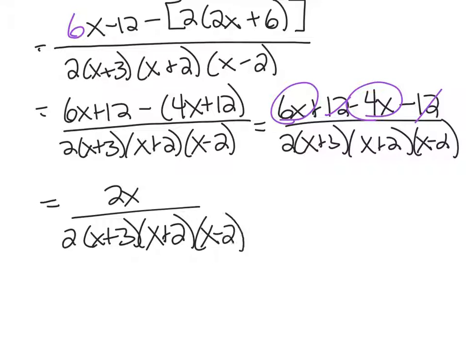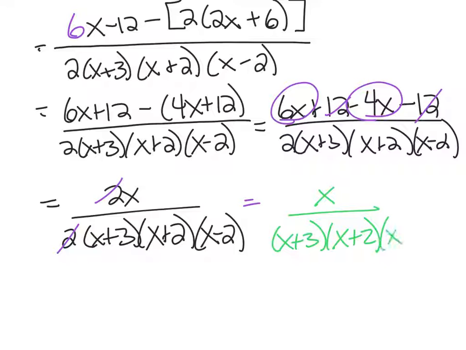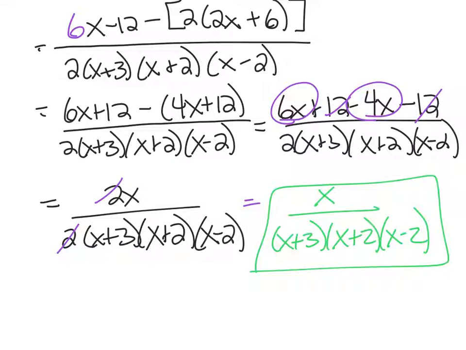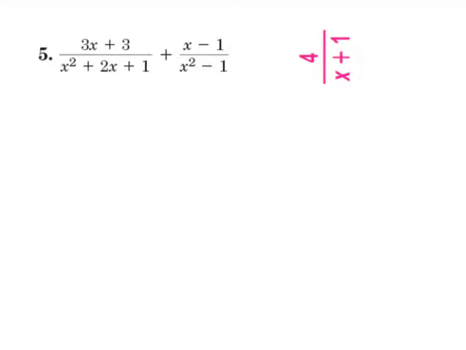And I'm so close to being done. One more step. 2 divided by 2 gets me 1. So my answer is x over x plus 3, x plus 2, x minus 2. Okay, done.